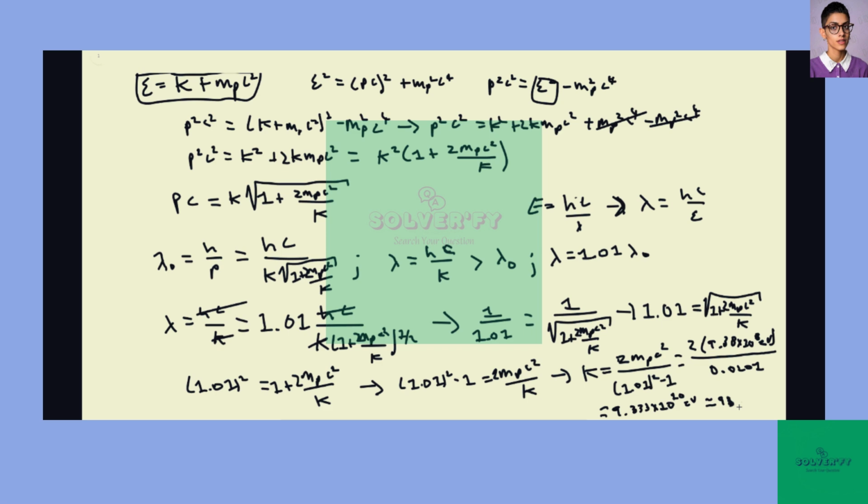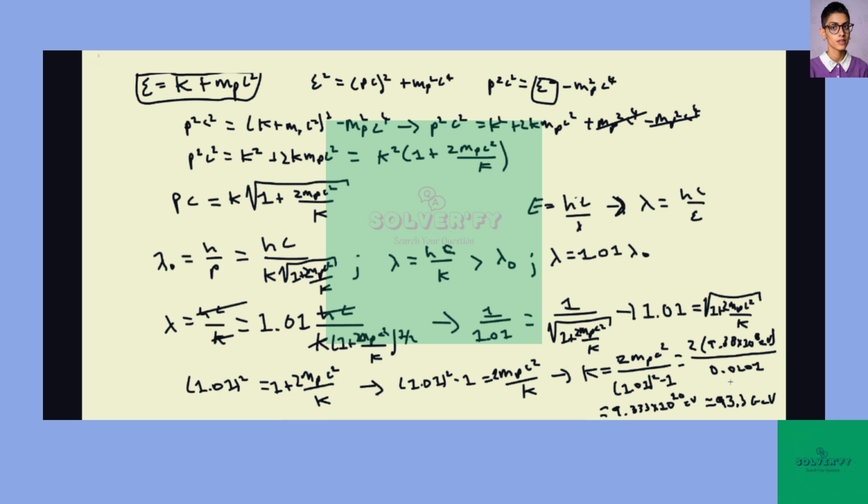93.3 giga electron volts. So it needs to have kinetic energy of 933.3 giga electron volts in order to be able to not include its rest mass and still be able to calculate its wavelength within 1%. So now there's a couple more parts to this problem.